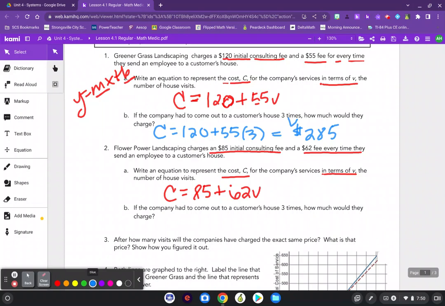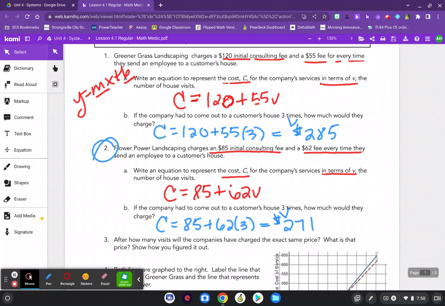This one says, again, if I'm going to visit the house 3 times, how much will that cost? And so I'm going to use my equation. I'm going to replace the V with 3. And when I do that calculation, I get 271. So if I had to choose right now, I would choose Flower Power to go with because they're cheaper. Not by a ton, but by enough.